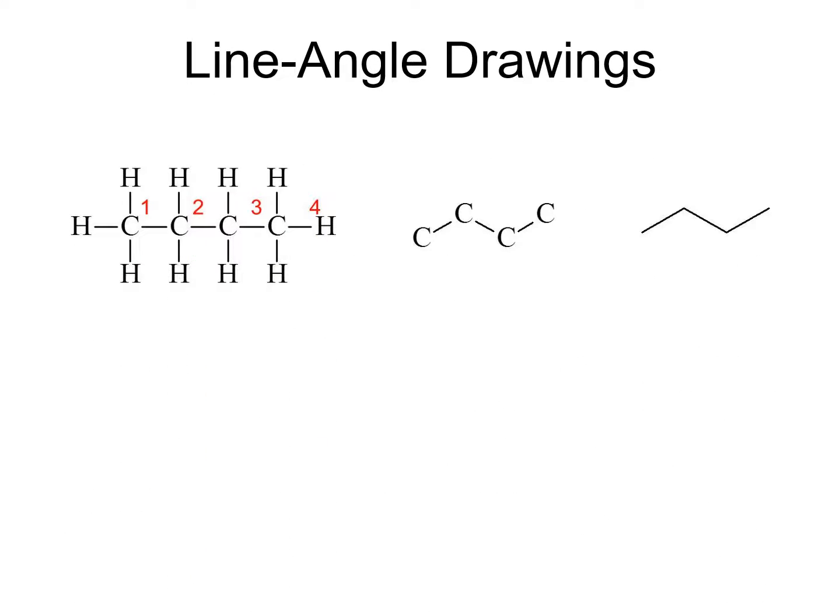So what's a line angle drawing? Well, if you're too lazy to even write out the condensed structure, who's got time to write all those subscripts? You can do this. Here's my line angle drawing. This is the same thing as that. See how this is so much easier to draw? If you just had a piece of paper and you were writing things, this would be very easy to draw. It might be a little hard to type up, but it is easy to draw. So this means this.